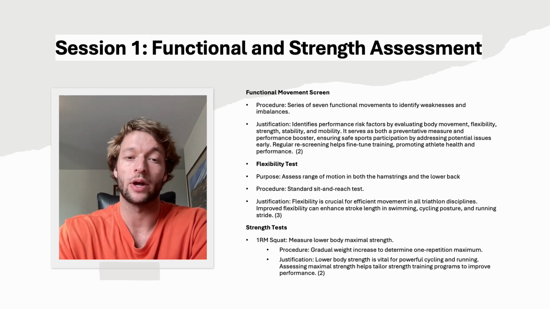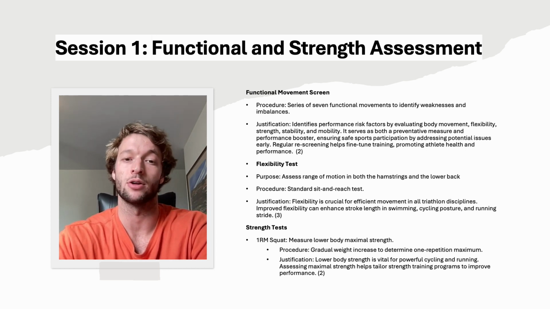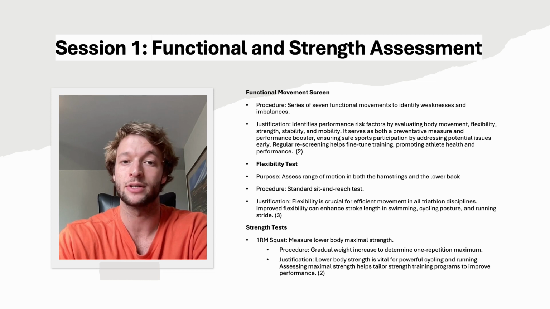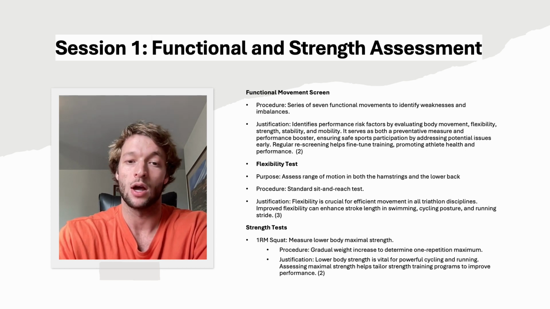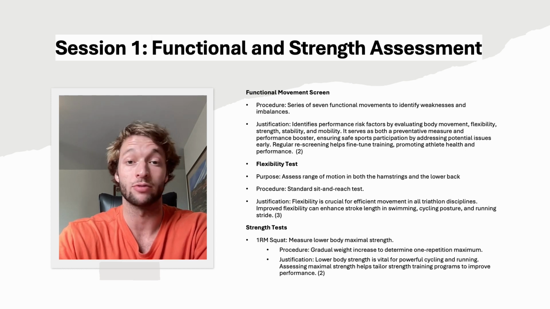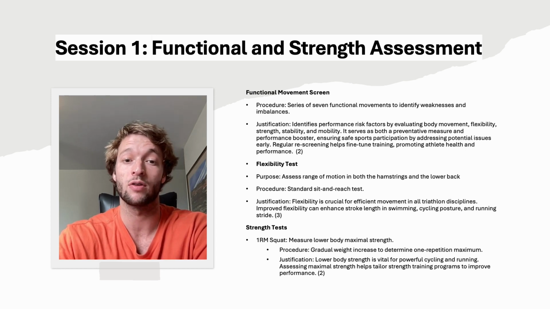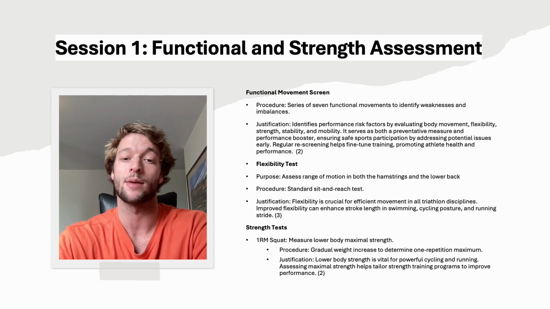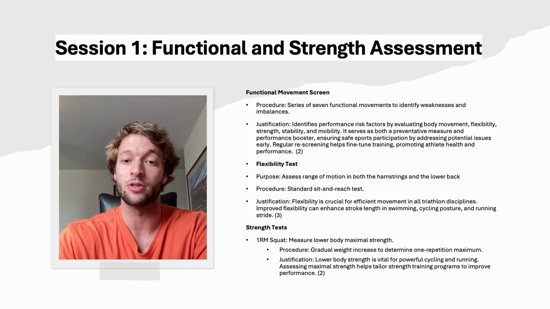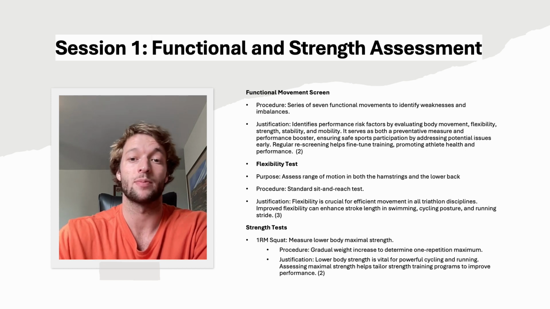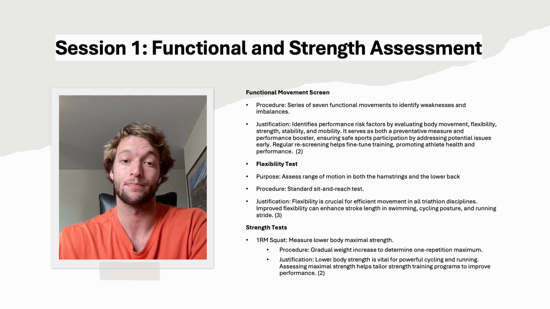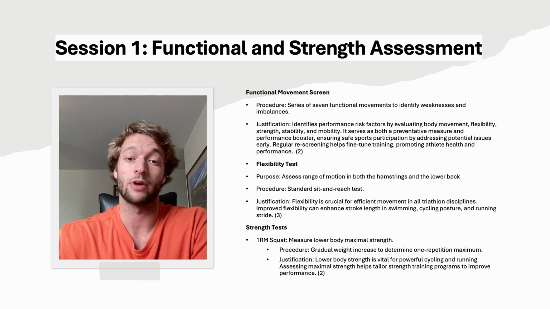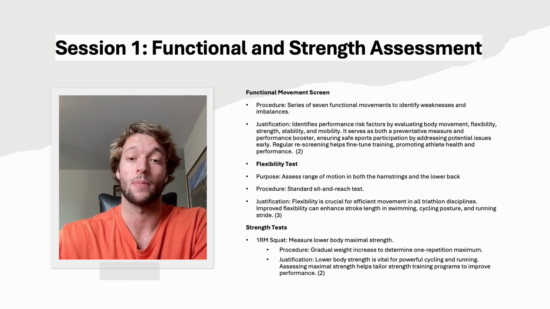Session 1, we're going to be starting with the functional movement screen. So the procedure includes a series of 7 functional movements to identify weaknesses and imbalances. This will hopefully identify performance risk factors by evaluating body movement, flexibility, strength, stability, and mobility. It serves as both a preventative measure and performance booster, ensuring safe sports participation by addressing potential issues early. Regular rescreening helps fine-tune training, promoting athlete health and performance.